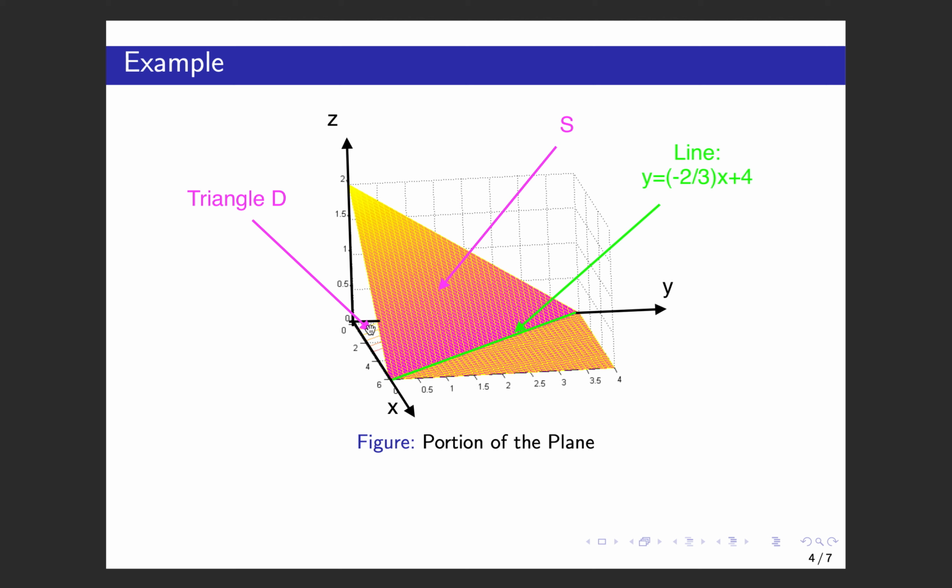D will be the triangle under the surface, which is bounded by the x-axis, the y-axis, and the line y equals minus 2 over 3 x plus 4. We need this for the double integral. For example, if you fix a point x here, y will vary from 0 up to this point over here in y. So we need to know this line to do the integration.